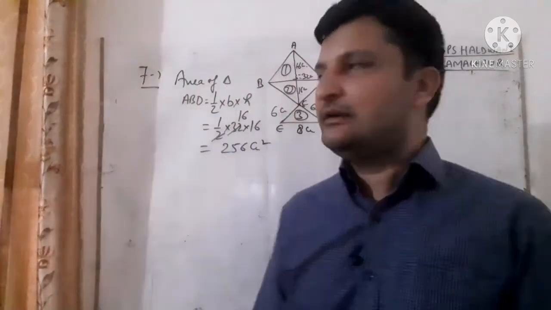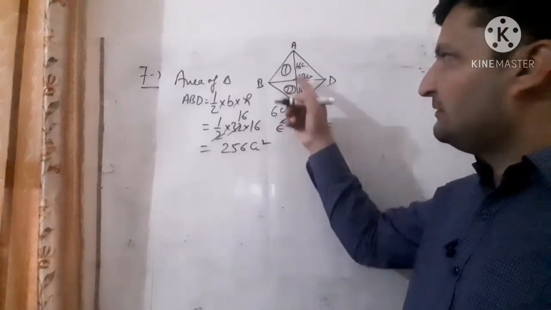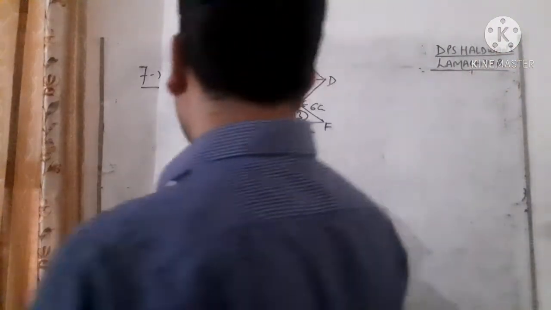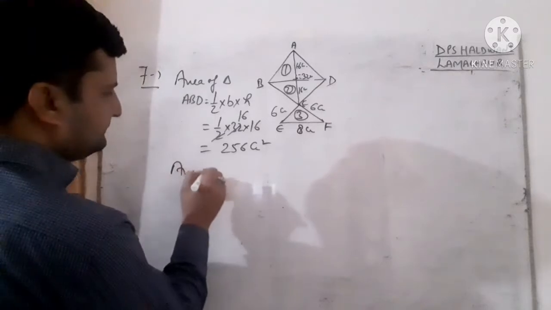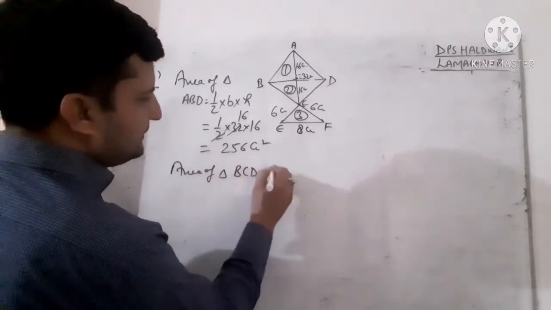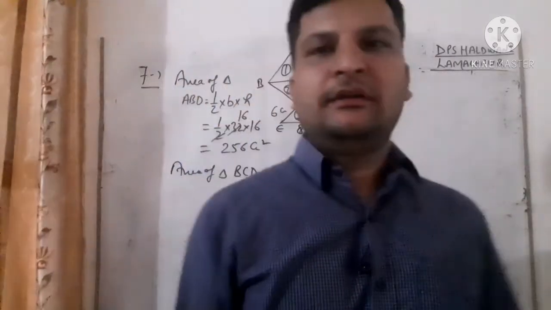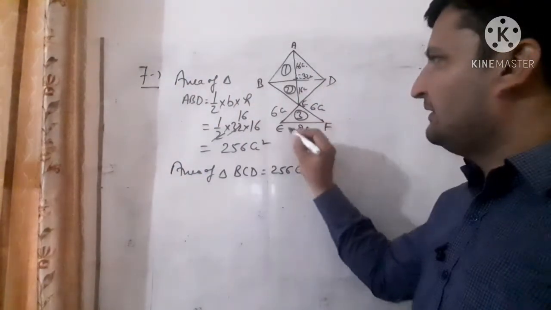Similarly, students, we can find the area of the second region. The second region will be the same because this is 32, this is 16 also here. So we can write area of triangle BCD is equal to 256 centimeter square. Now students, the third part is this one. We have to find the area of this one.